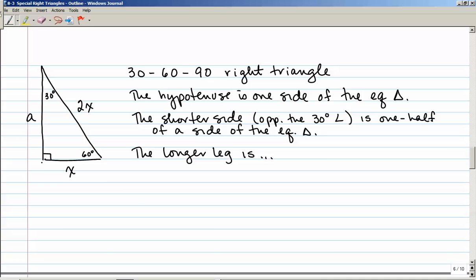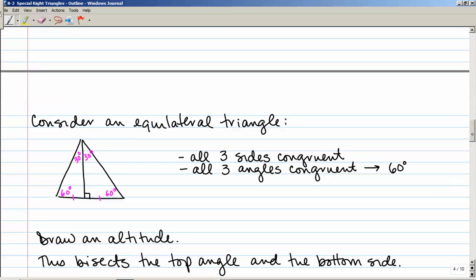So drawing just one of those, okay, the hypotenuse of this right triangle is one side of the equilateral triangle. The shorter side of this triangle, the one that's opposite the 30-degree angle, is 1/2 of the side of the equilateral triangle. So let's go back and take a look at this over here.